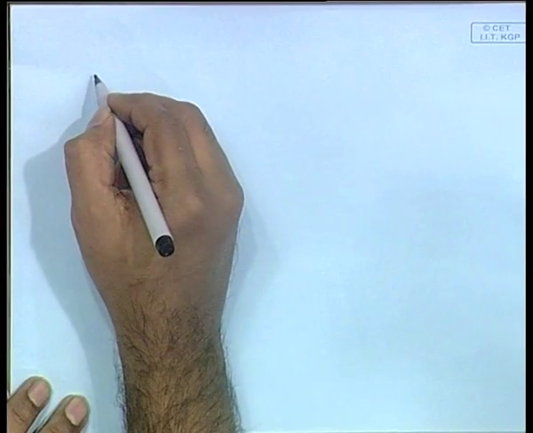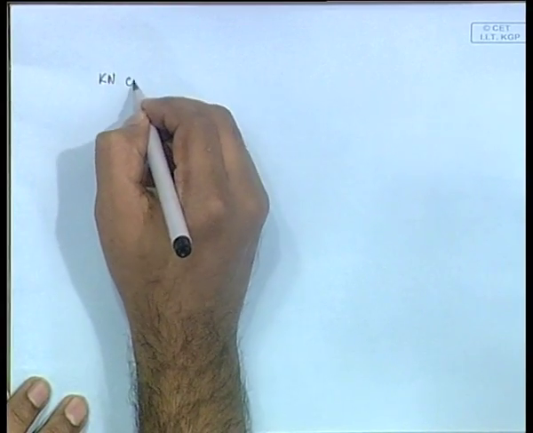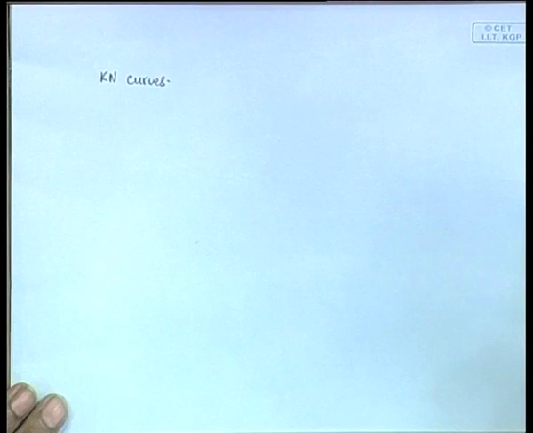Okay, now we go into, it is mostly a continuation only, something known as KN curves. It is, of course, nowhere near as important as the statical stability curve or the cross curves of stability, but still it is used. So, we will discuss it. It is known as the KN curves.